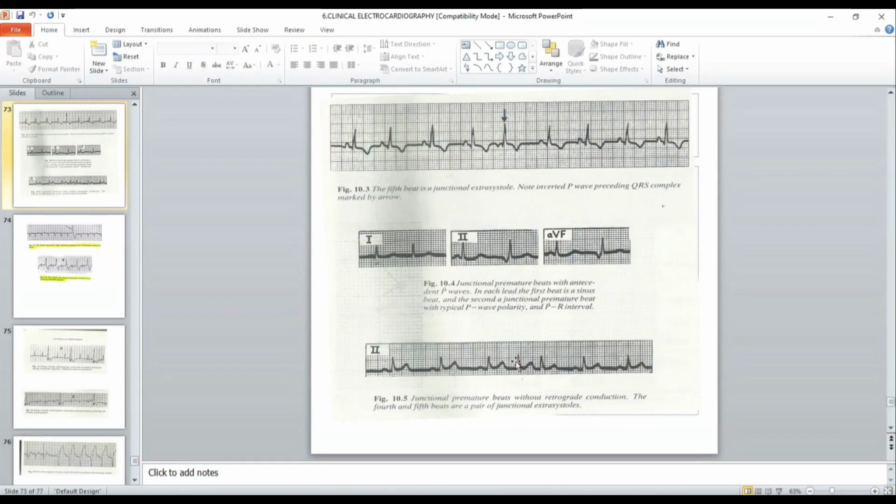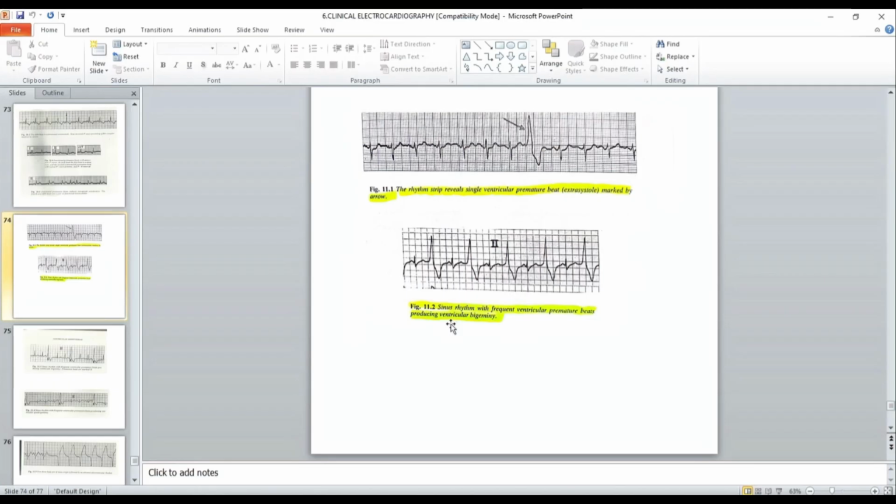Junctional ectopic beat. This is from the atrioventricular node. It is just like supraventricular ectopic except that the P wave is inverted. Ventricular ectopic beat. The ventricular ectopic is characterized by being premature in time, the compensatory pause is complete, no P wave, and the QRS complex is wide.